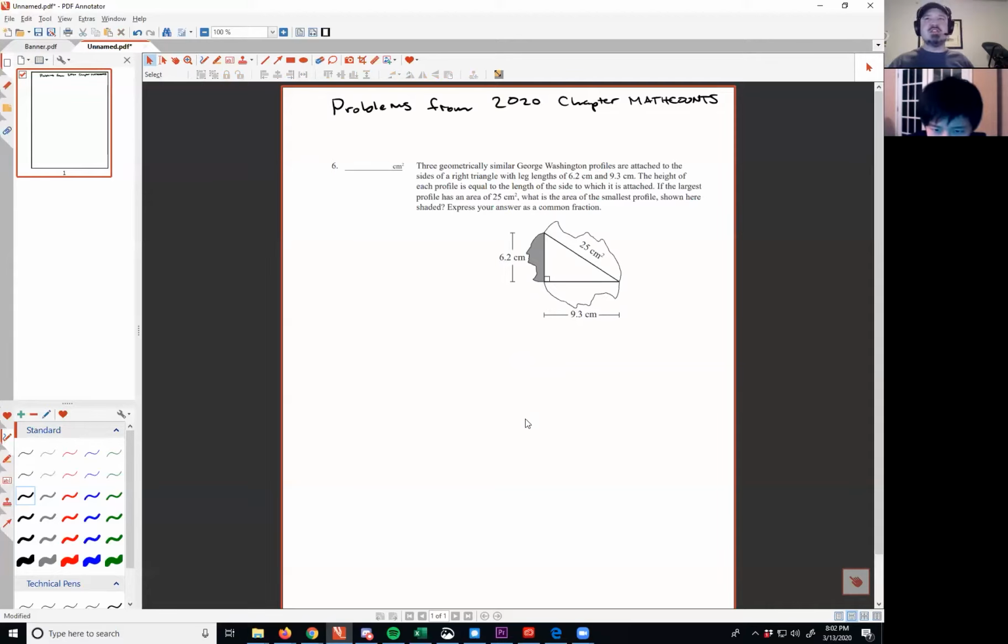Okay, let's see. I haven't seen these problems before, so I'm going to have to read each one as I go. 3 geometrically similar George Washington profiles are attached to the sides of a right triangle with legs of 6.2 and 9.3 centimeters. The height of each profile is equal to the length of the side to which it is attached. If the largest profile has an area of 25 square meters, what is the area of the smallest profile? Shown here shaded.